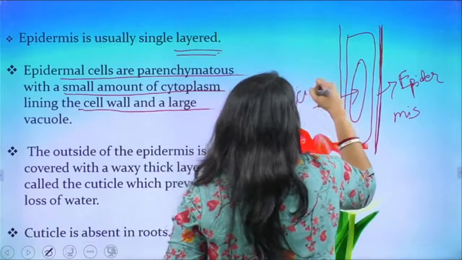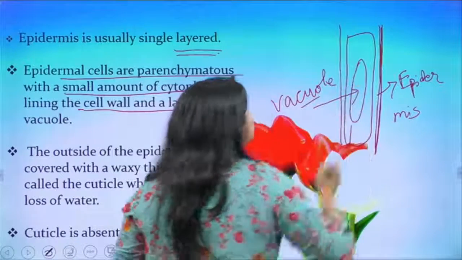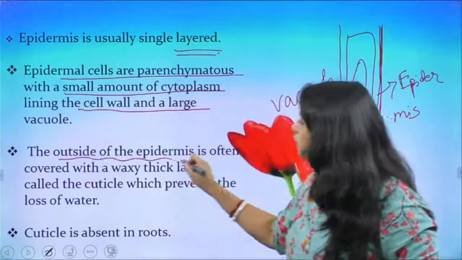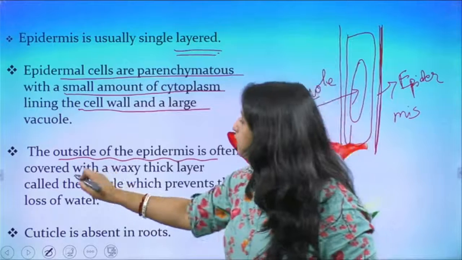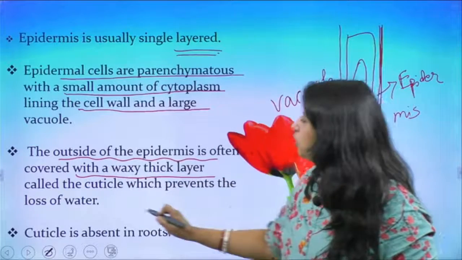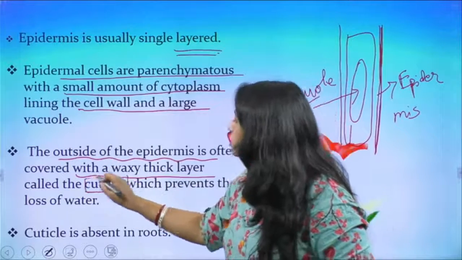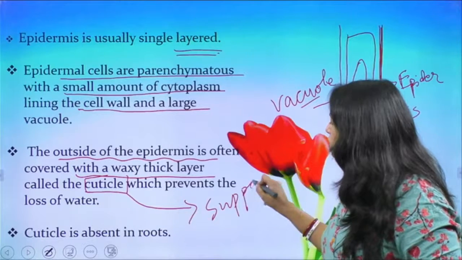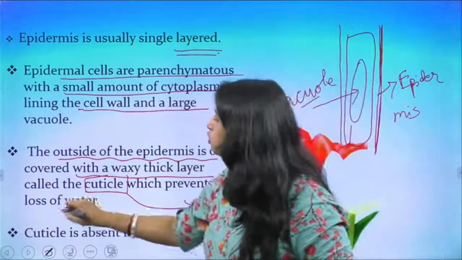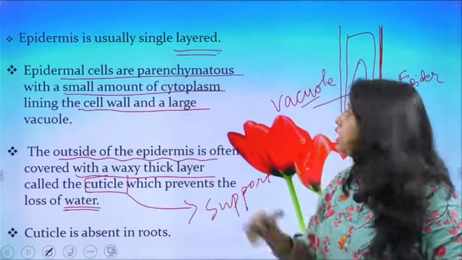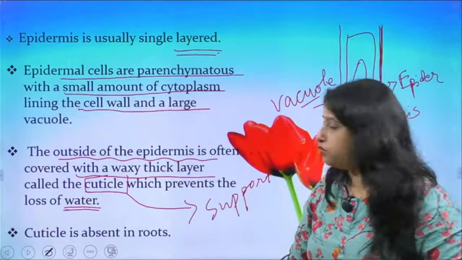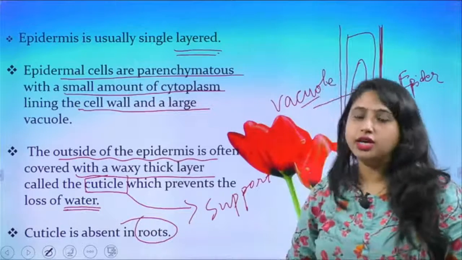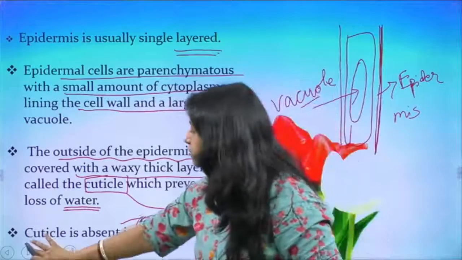This is your vacuole. They have cytoplasm and a large vacuole, and the outside of the epidermis is often covered with a waxy thick layer called the cuticle. The cuticle provides support and prevents the loss of water. The outer layer is covered with cuticle, and it is absent in roots.